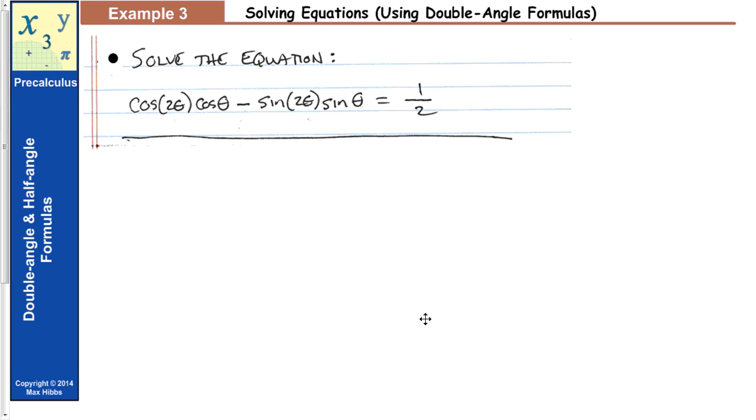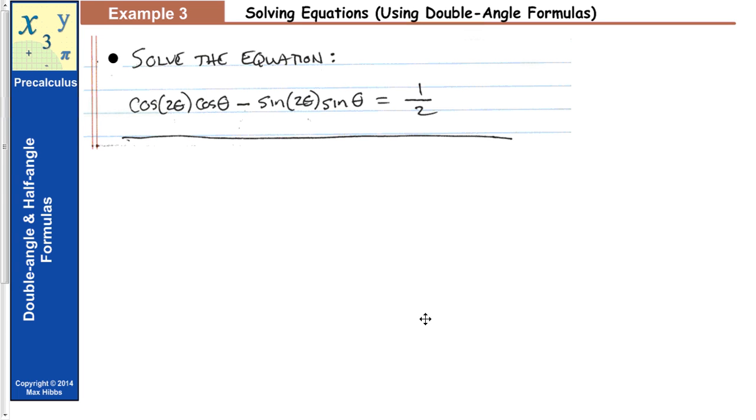Okay, here we're going to solve an equation again. So you see that we're repeating some of these things that we've done in the past, but we have more tools now. So for instance, we can solve more complicated equations than we were able to solve before because of these new tools. Okay, so the equation we're to solve is cosine 2 theta times cosine theta minus sine 2 theta times sine of theta is equal to 1/2.